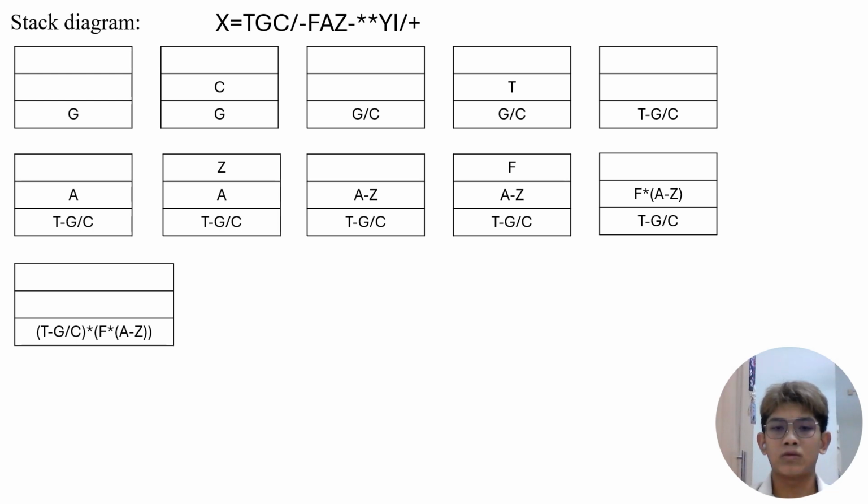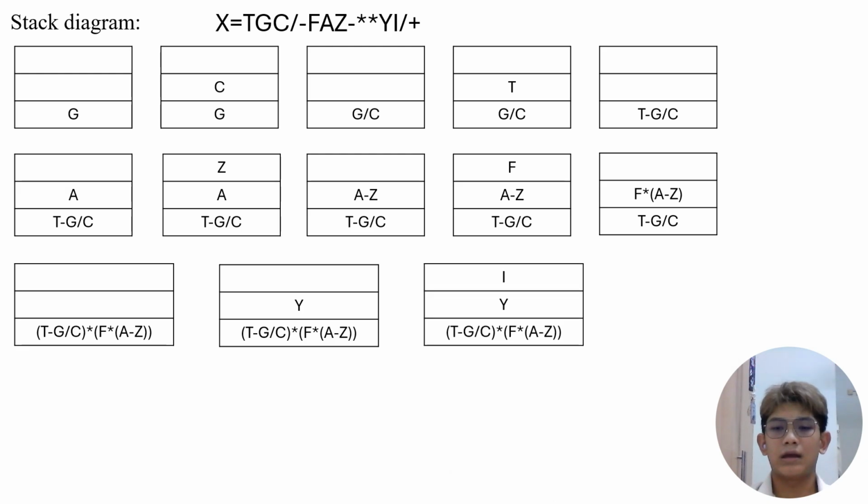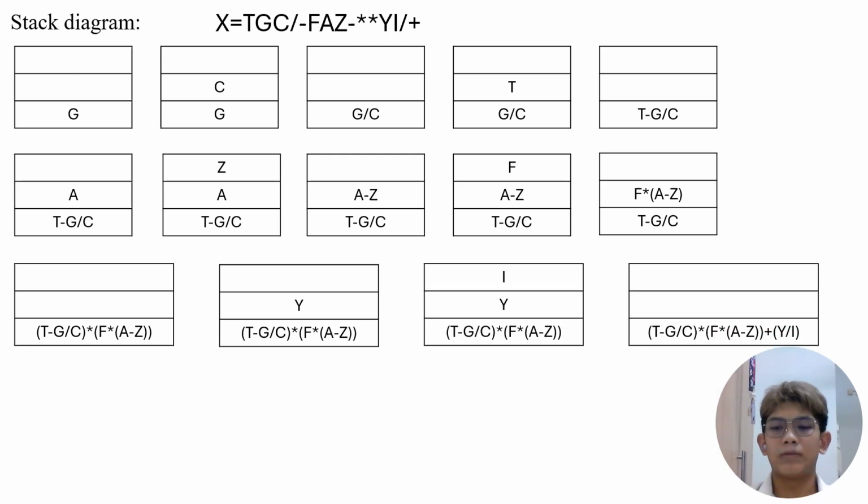So now we can do the third column, Y and the I. So we also put the Y and I to combine. So this is the final answer for our star diagram. So that's all for my presentation.